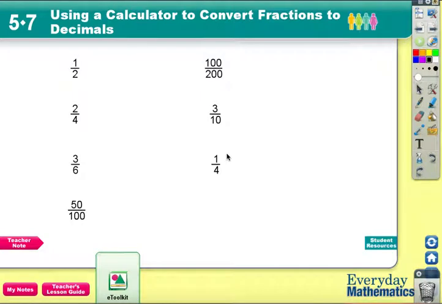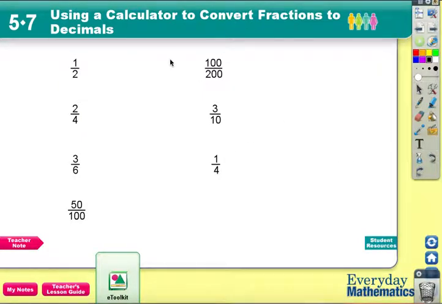We are going to use a calculator to convert fractions to decimals today. So as you can see, I've written some fractions such as 1/2, 2/4, 3/6, 50/100, 100/200, 3/10, and 1/4. I'm going to have you say the decimal name for each one, and then we are going to use our calculators to divide the numerator by the denominator.